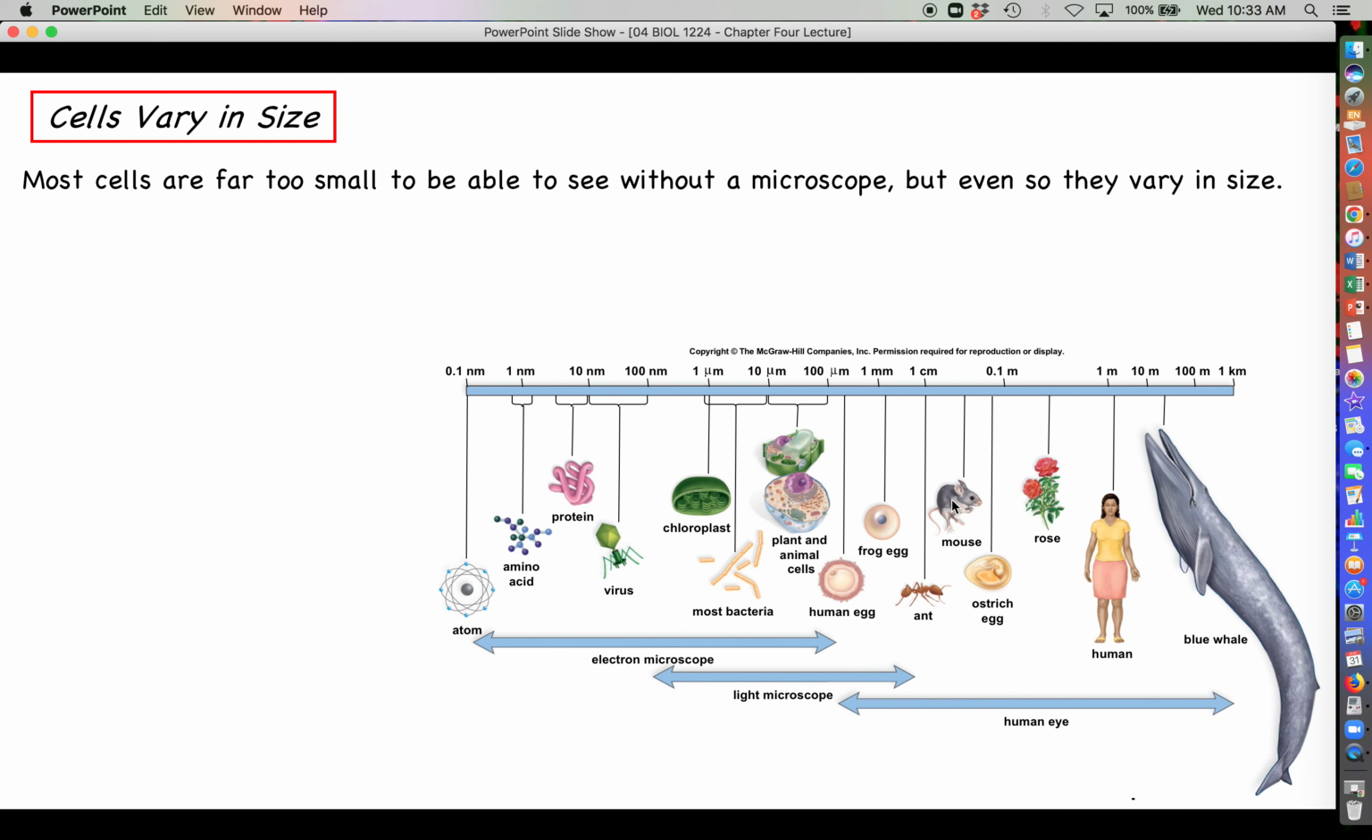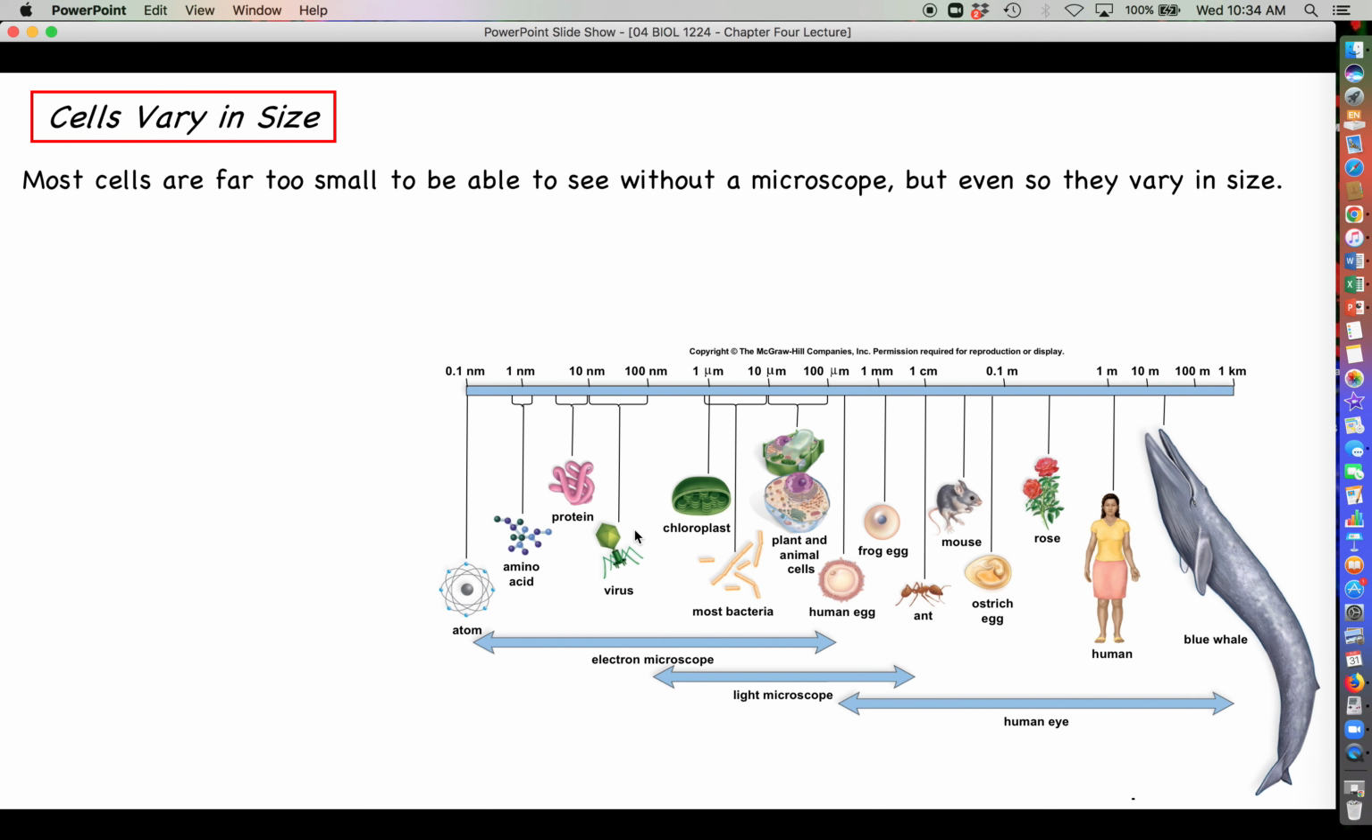And then as you go down and down, you start to look at individual cells. So plant and animal cells are going to be somewhere between 10 and 100 micrometers in length. A human egg is going to be much, much bigger. A frog egg is actually a rare example of a single cell that you can see without a microscope.